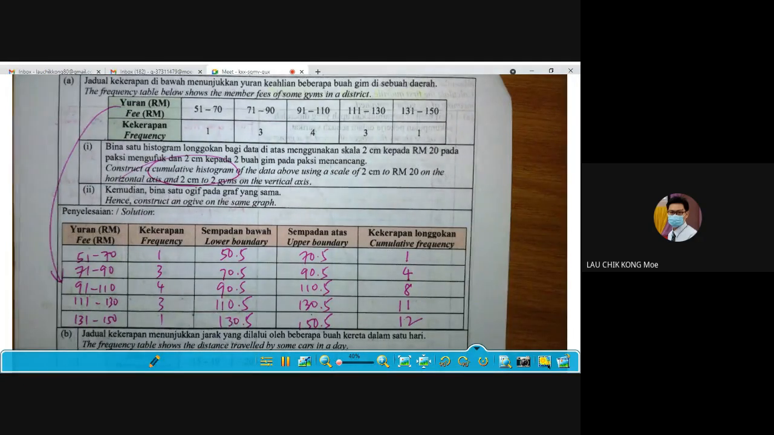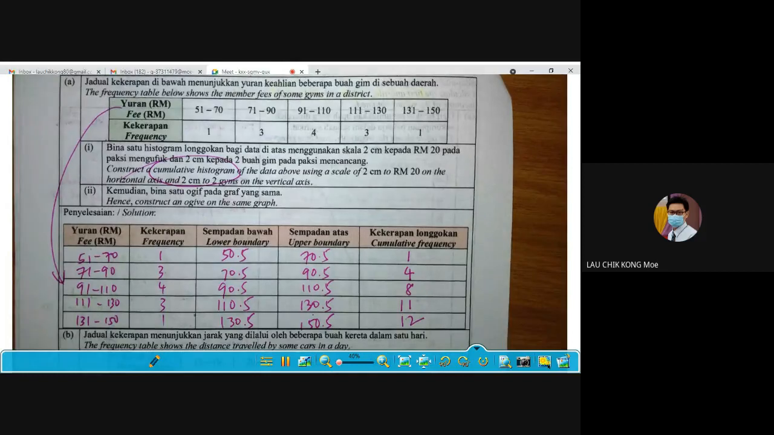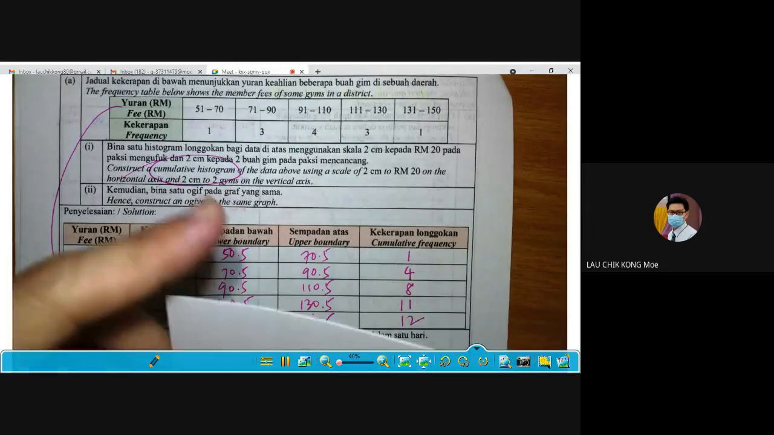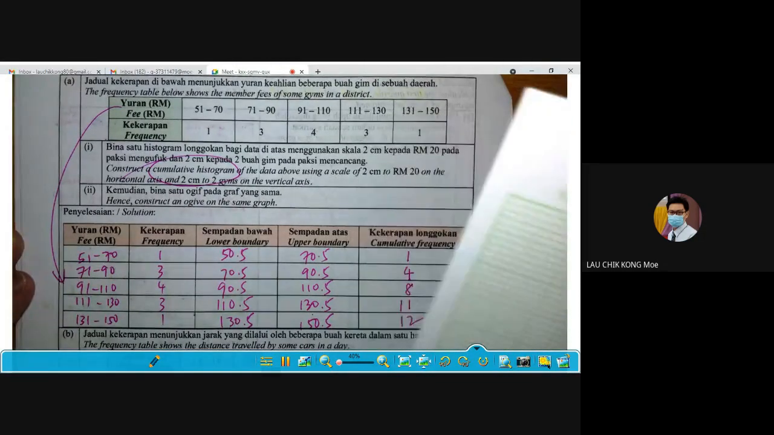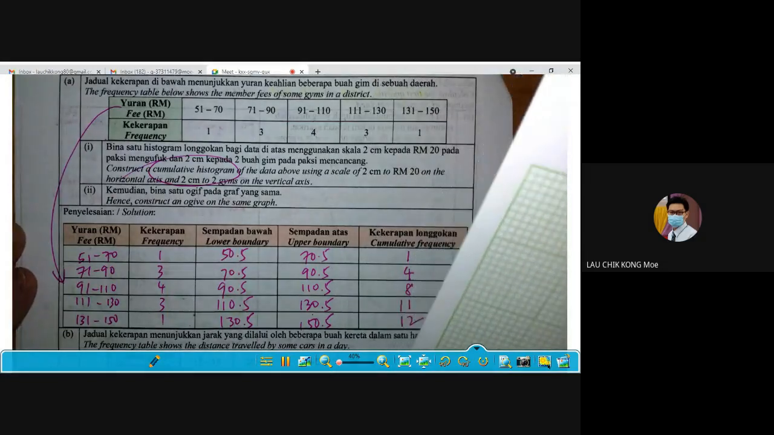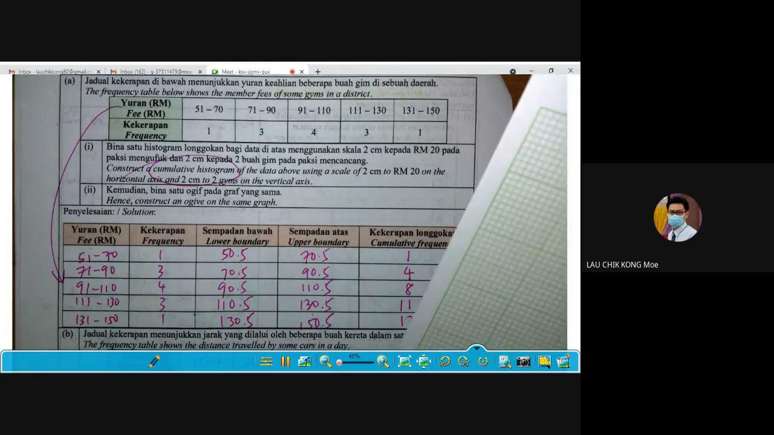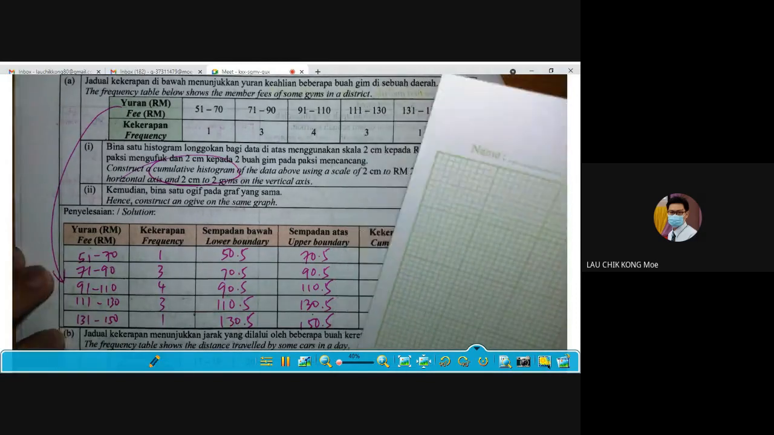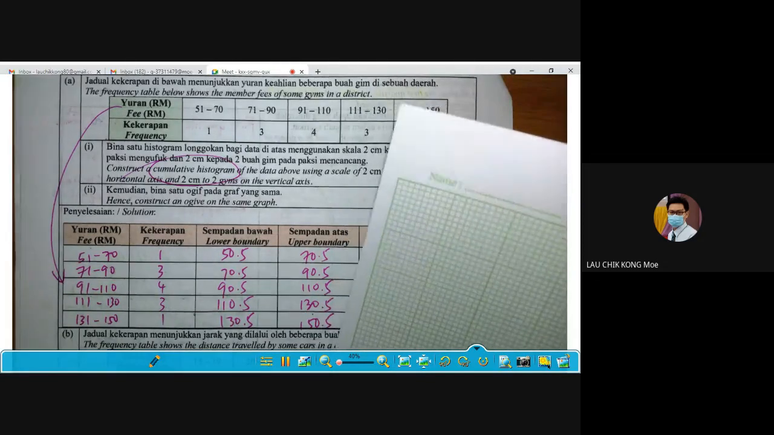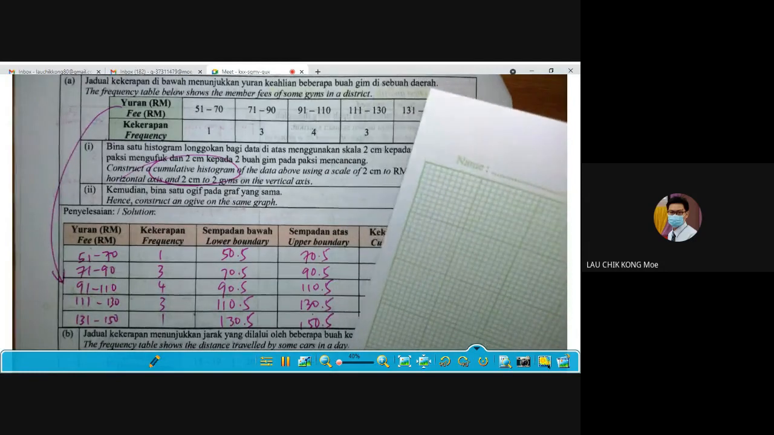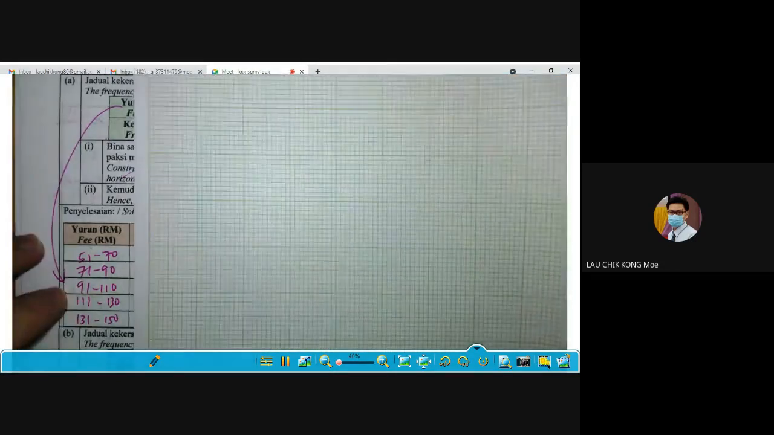Keluarkan sehelai kertas graph lagi, graph paper, a piece of graph paper. So we try to draw the histogram, but we use the upper boundary. We use upper boundary and cumulative frequency. Okay, cumulative frequency. All right. So now we try to draw it.